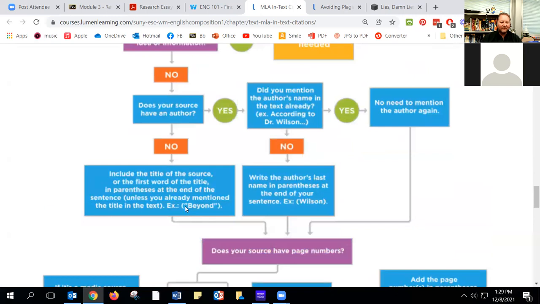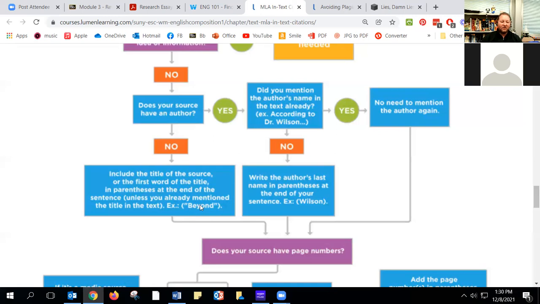So for example, parentheses inside of quotes, because it's a short work, "Beyond." So the article is either titled "Beyond" or it's titled "Beyond something, something, something," right? But the first thing that's going to show up is the word "Beyond." So you can abbreviate it, especially if it's a really long title. Don't copy and paste this two-line long title inside of your in-text citation every single time. Just use the first word or the first couple of words.